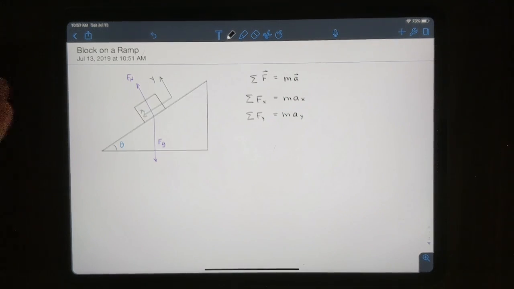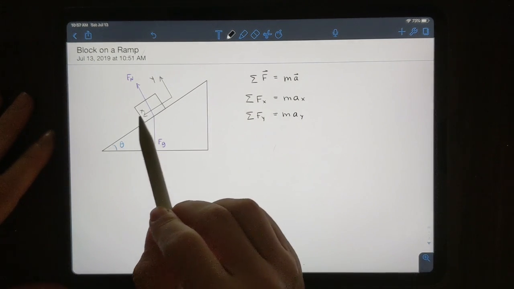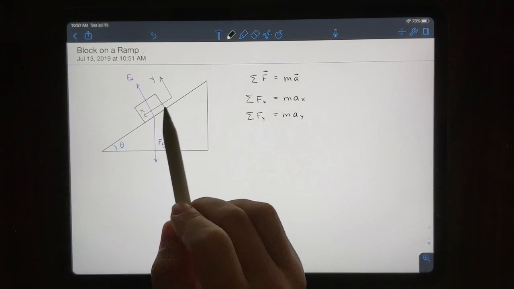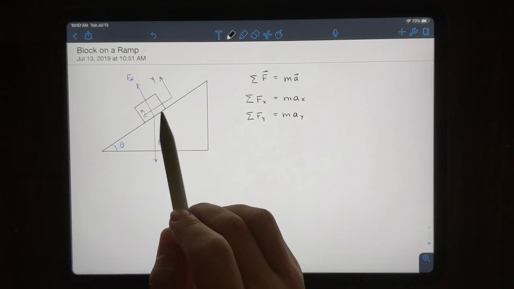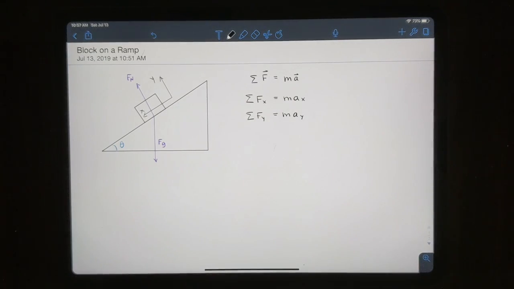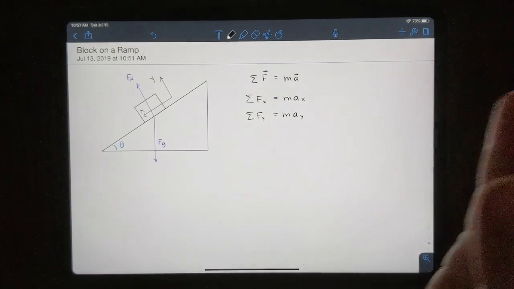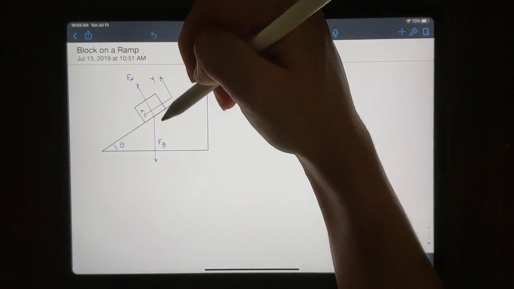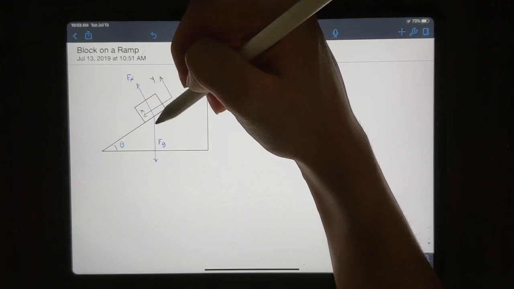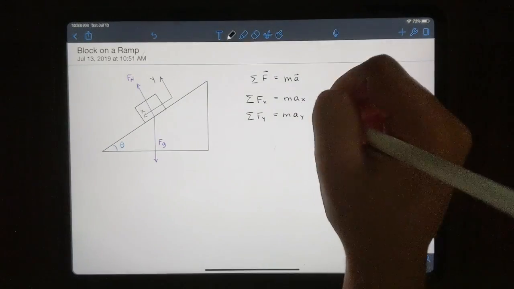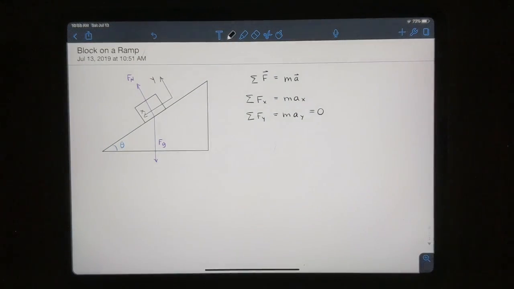Immediately, I can recognize that the acceleration in the y direction is going to be 0 because I've taken my x direction to be along the face of the ramp. The block is either going to slide up or down the face of the ramp. Ours is going to slide down the ramp because there's nothing pushing it back up. But if there was something pushing it back up, then the block would be sliding up the ramp. Either way, it's not going to be bouncing up and down along the y direction. It's not going to be bouncing down the ramp. It's not going to be flying off or falling into the ramp. So the acceleration in the y direction is 0.